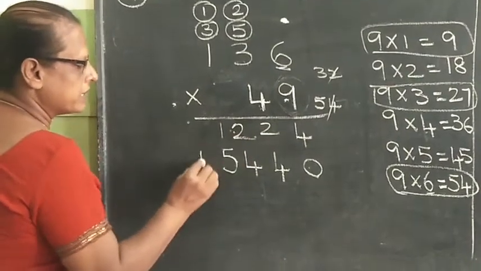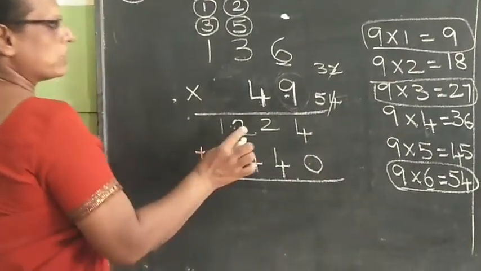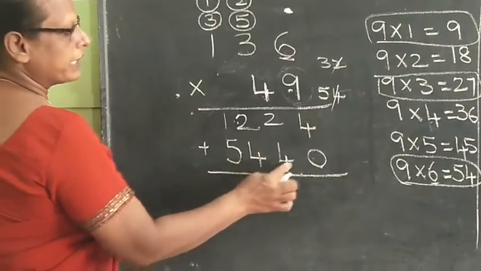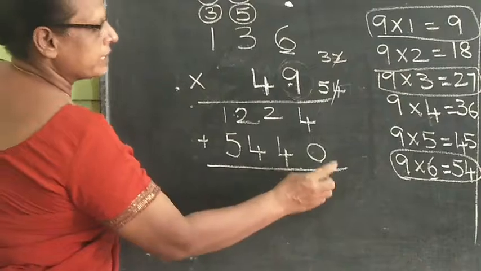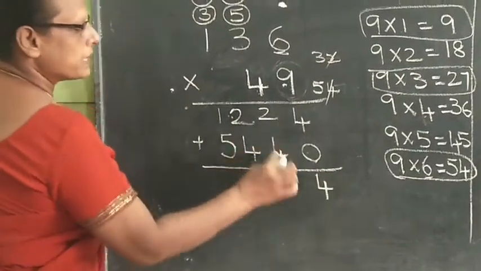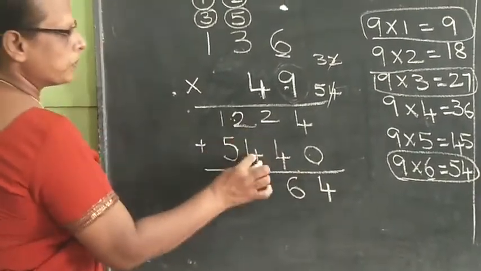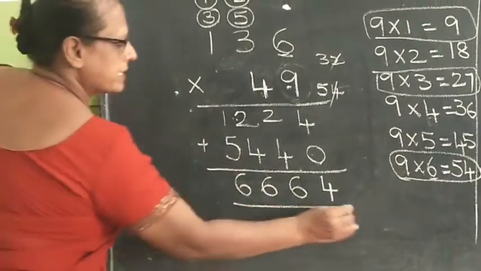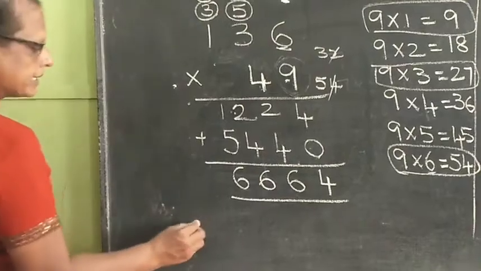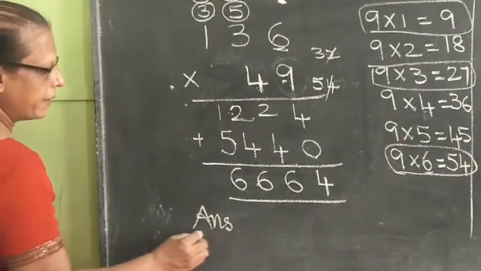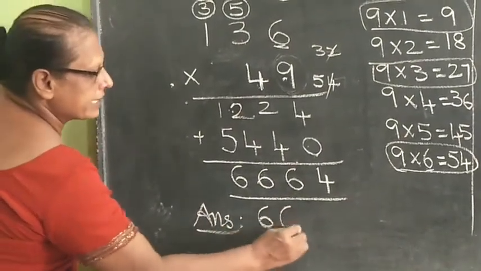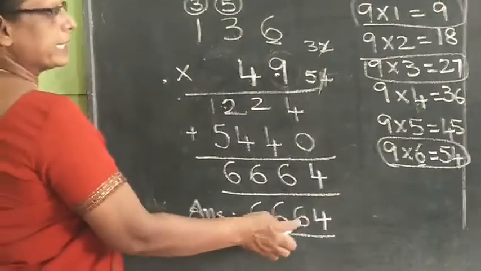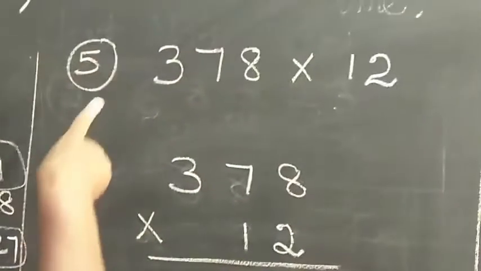So what you have to do now? We have to add these both numbers. 1224 plus 5440. So 4 plus 0, 4. 2 plus 4, 6. 2 plus 4 again 6. 1 plus 5, 6. So what's the answer children? The answer is 6,664. Okay children, fifth sum.